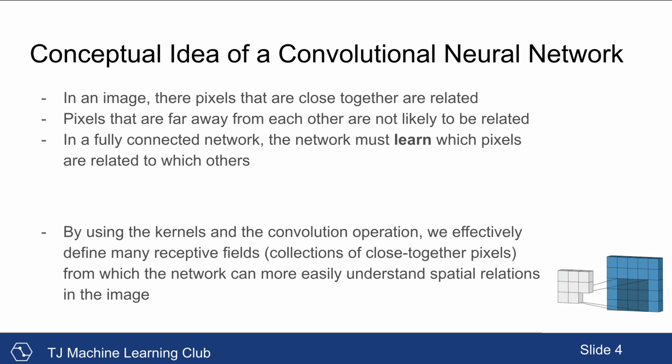So don't worry if that didn't make sense. We're going to go into the technical details throughout this lecture. But just note that the main reason convolutions are so much better than fully connected networks is that they allow us to pre-encode the spatial relationships that we would otherwise need to learn in a fully connected network.